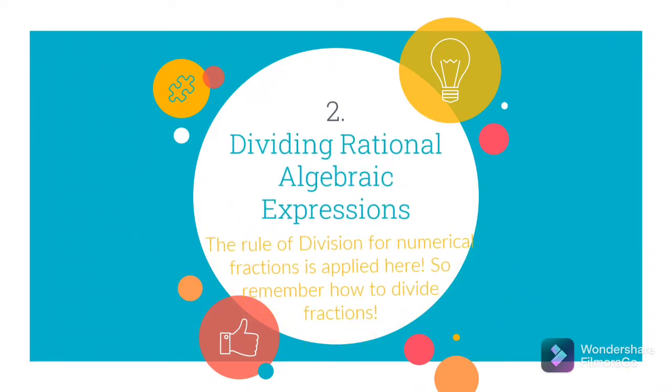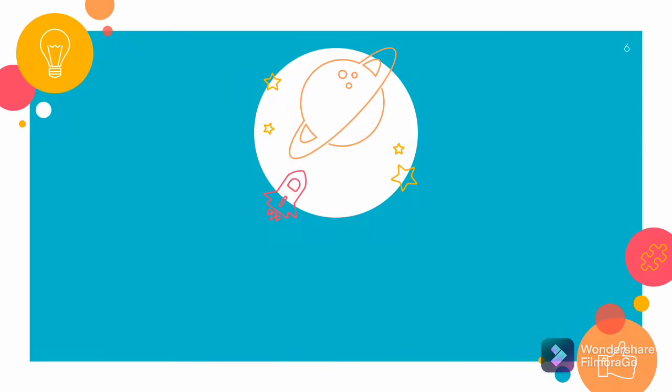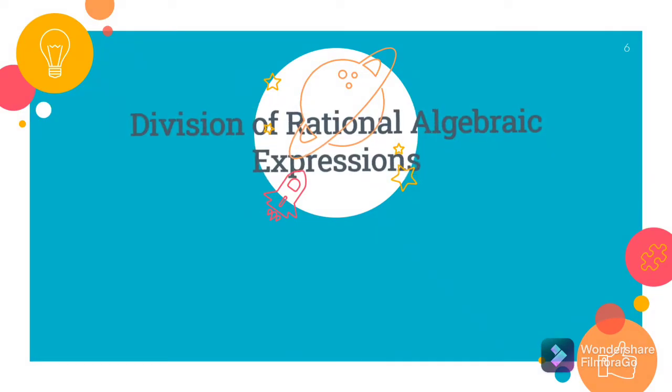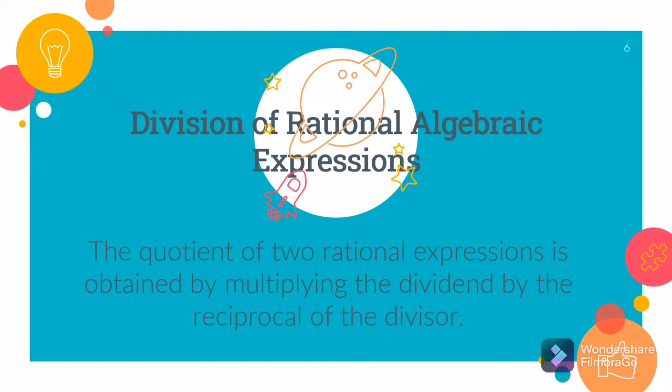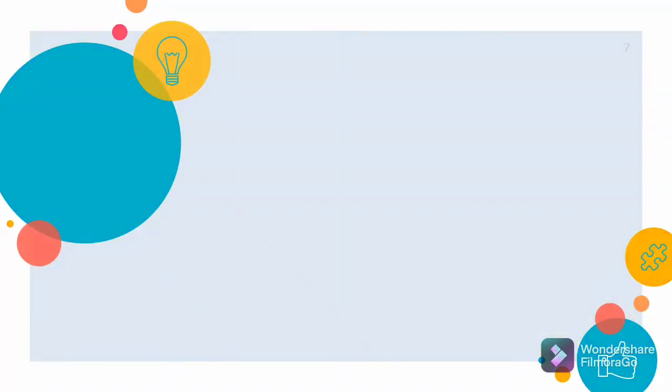Now the rule of division for fraction is applied here, so you have to remember how to divide your fractions. Okay, now let's have the process. The quotient of two rational expressions is obtained by multiplying the dividend by the reciprocal of the divisor. Now this is how it's going to be written in symbols.